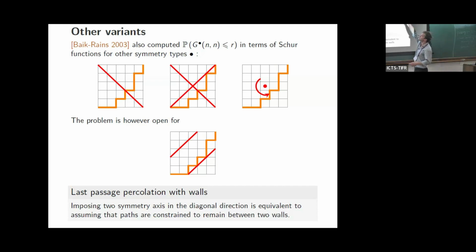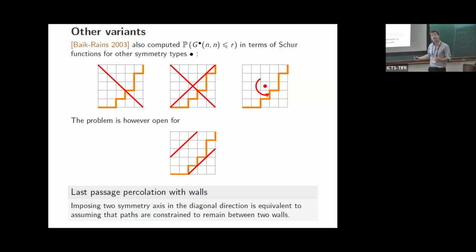In all of those cases, we get sums of Schur functions which also have interpretations as averages over classical groups. So the most standard case of last passage percolation corresponds to an average over the unitary group. And then in these other cases, you get other compact classical groups. Okay, one can play with symmetries.